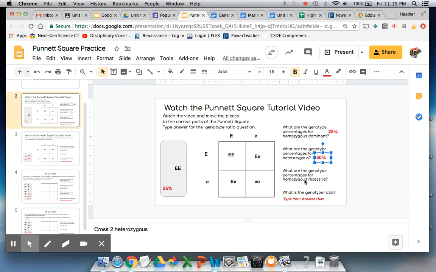What's the genotype percentage for homozygous recessive? So you have one box with the 2 little letters, or the homozygous recessive. So that would be 25%.